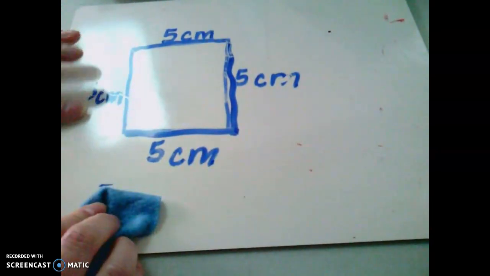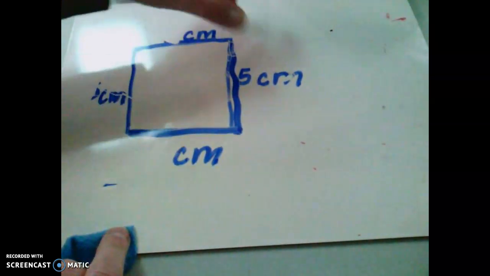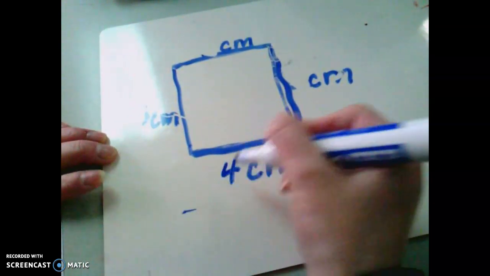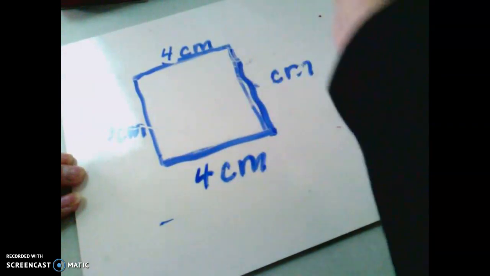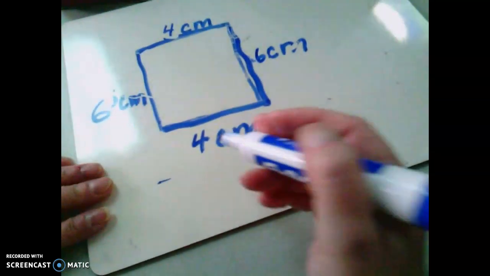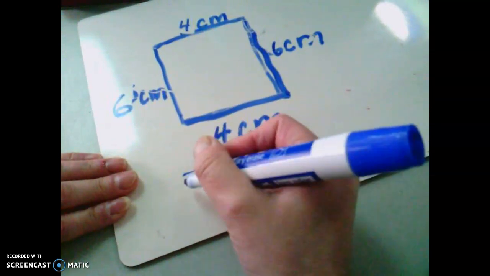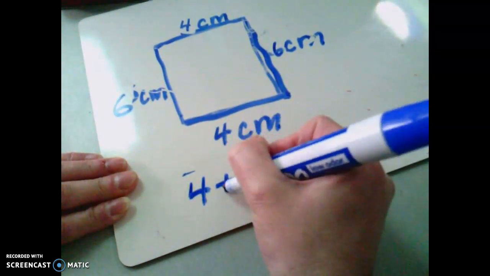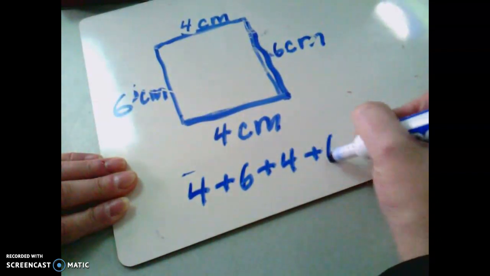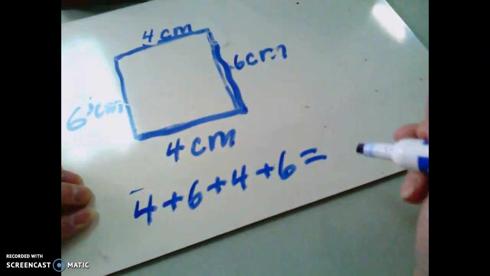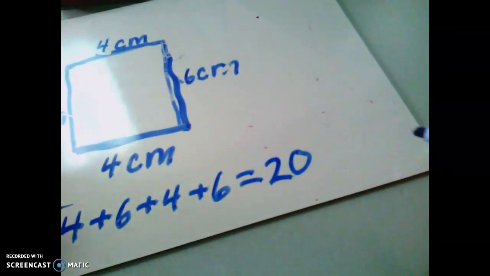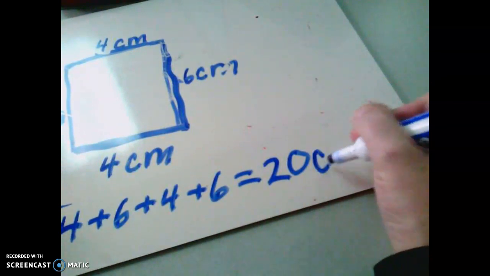If our numbers were different, and let's say we had a 4, and a 4, and a 6, and a 6, then we would still add all 4 sides. 4 plus 6 plus 4 plus 6. And I know that equals 20. And again, I have to put my label, centimeters.